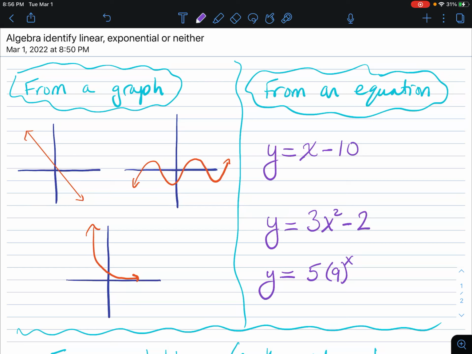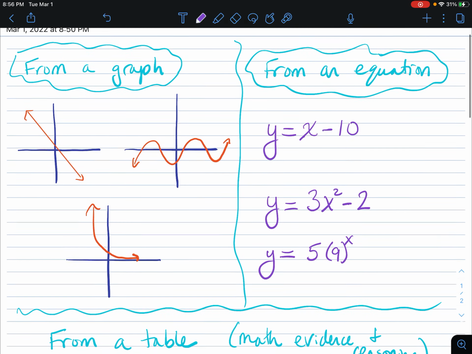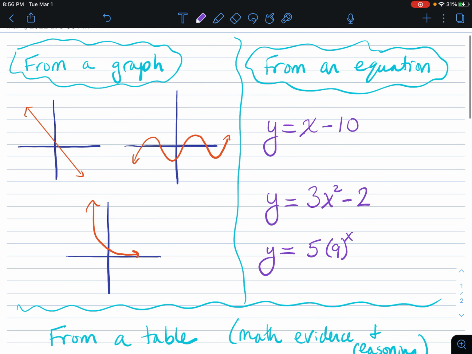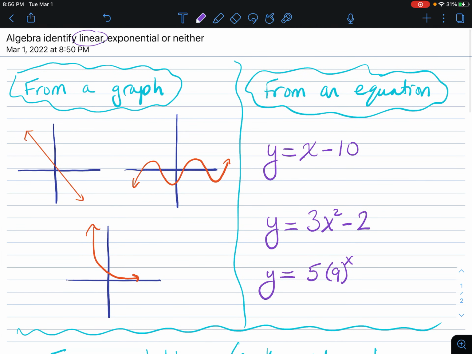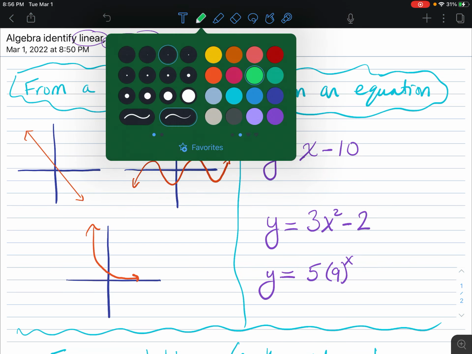Hi students, this is going to help you identify if a function is linear, exponential, or neither. And I'm going to show you three different forms: a graph, an equation, and a table. So let's take a look at the graphs we have here. Again, we're looking to see, is it linear, exponential, or neither? That's as much as we've learned so far with our functions.